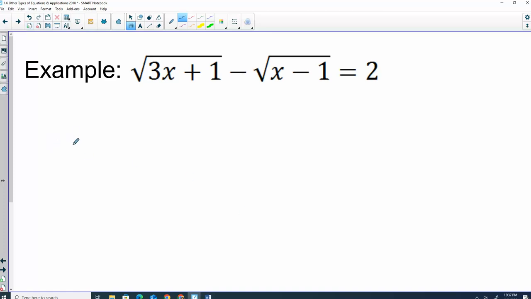All right. What is my first step? To add the x minus 1. We have to isolate one of them. This becomes 2 plus the square root of x minus 1. Now what? Square each side.